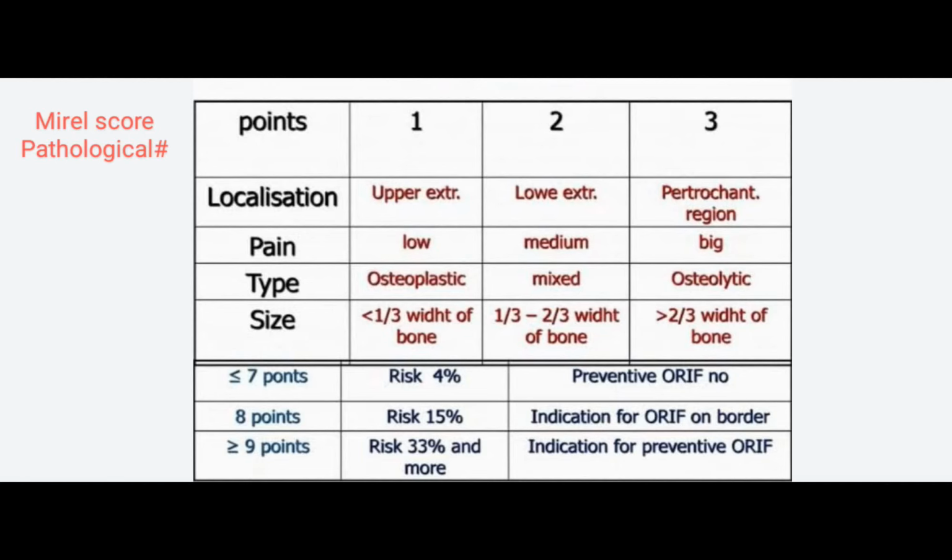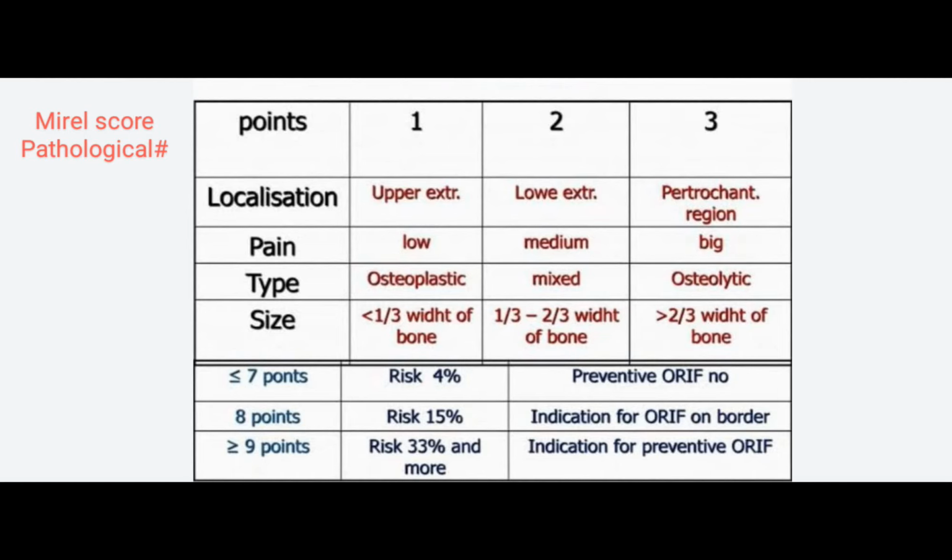In this video, we will be discussing the second part of the orthopedic images. The first image shown is of Mirrel score. Mirrel score is basically calculated for pathological fracture. So, in Mirrel score, what we see is localization, pain, type, and size.